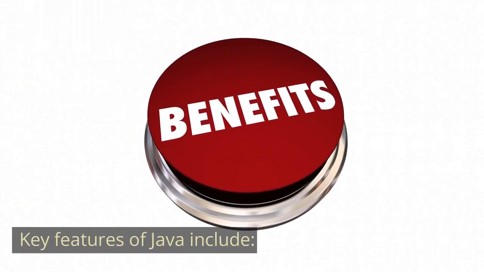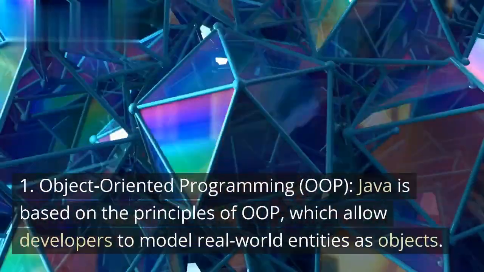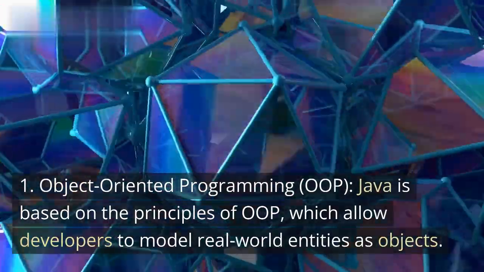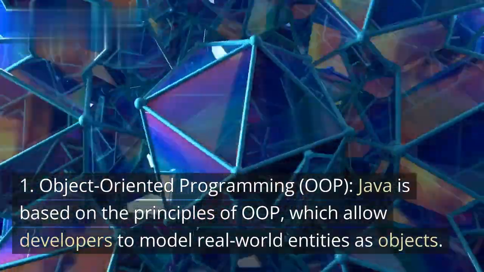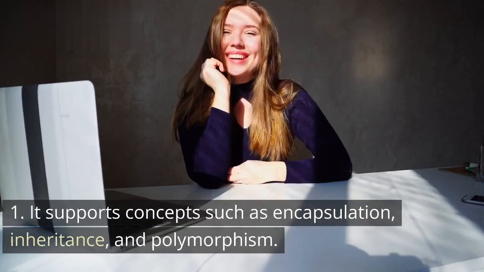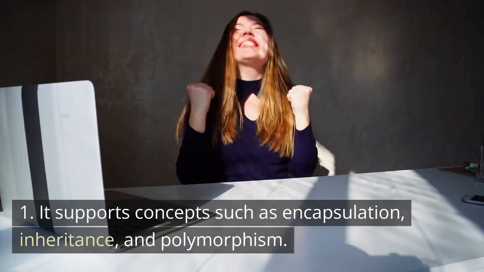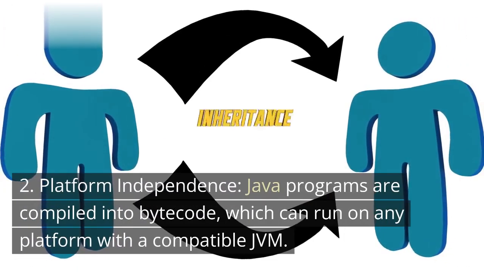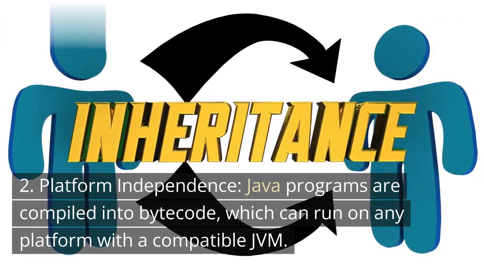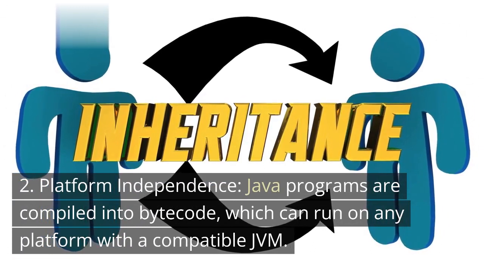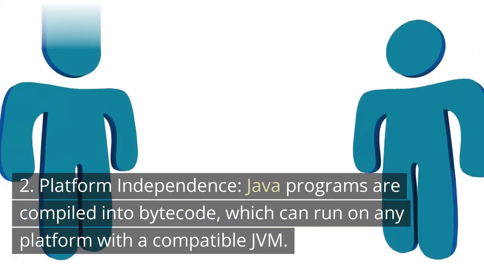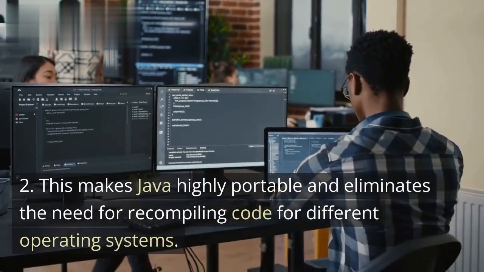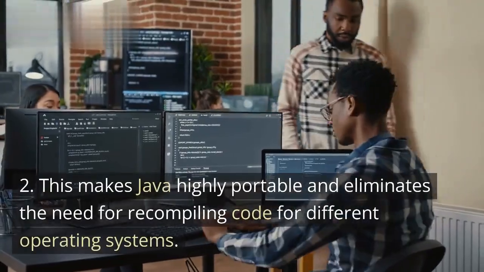Key features of Java include: 1. Object-oriented programming, OOP. Java is based on the principles of OOP, which allow developers to model real-world entities as objects. It supports concepts such as encapsulation, inheritance, and polymorphism. 2. Platform independence. Java programs are compiled into bytecode, which can run on any platform with a compatible JVM. This makes Java highly portable and eliminates the need for recompiling code for different operating systems.